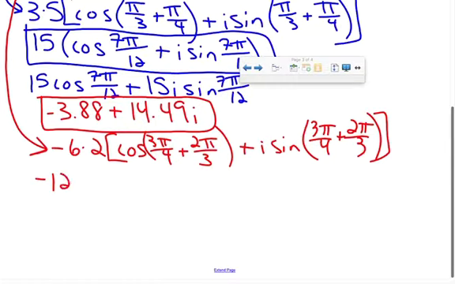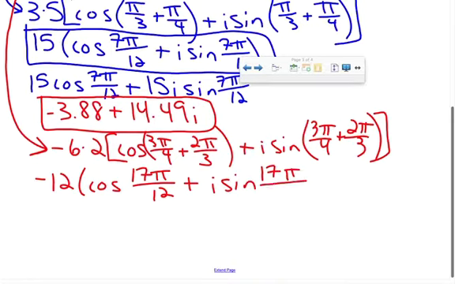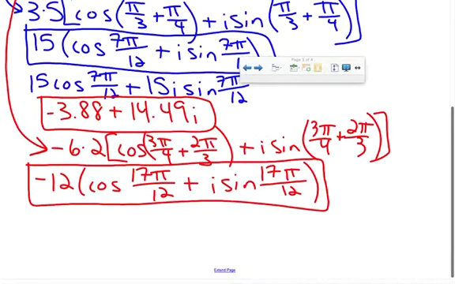So I have negative 12 times the cosine of 17 pi over 12 plus I times the sine of that same 17 pi over 12. This is the first part of my answer. This is my product. The second part of my answer is asking me to convert this in rectangular form. Remember, in order to do that, you're just distributing and evaluating.